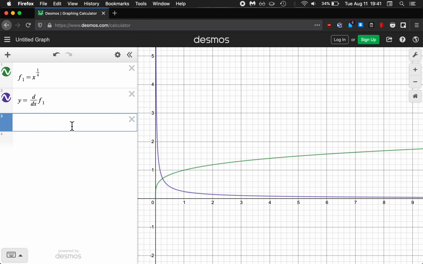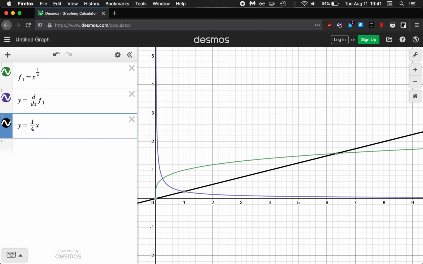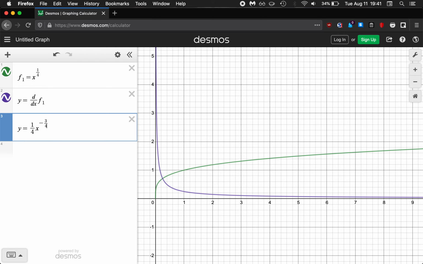There it is. And if I want to do it myself, I'll say y is equal to, the old exponent is a quarter, so a quarter comes down as my coefficient. I have an x. I'm going to raise that to the power of 1 less than 1/4. So a quarter minus 1 gives me minus 3/4.